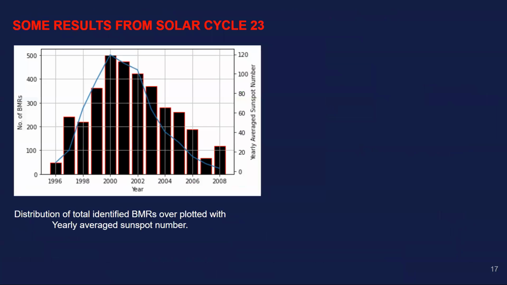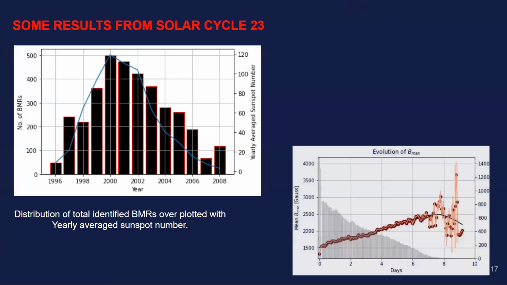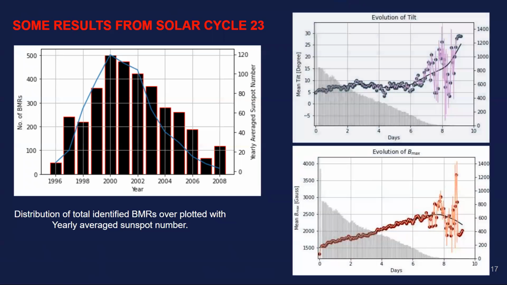This figure shows the distribution of the BMRs that are identified in each year, and the figure is overplotted with the yearly average sunspot number. As we can see, the general trend of our distribution curve from the detection algorithm and the yearly average sunspot number matches. With the 1,326 BMRs that have been tracked for their lifetime, we can study how tilt and Bmax generally evolve over the course of a BMR's lifetime, as you can see in these figures.